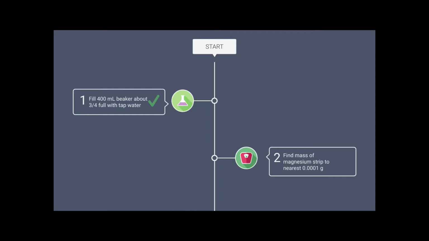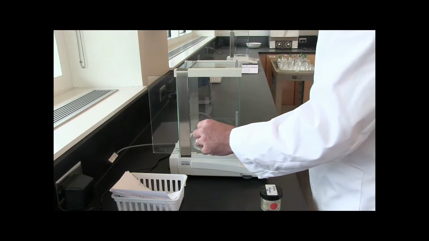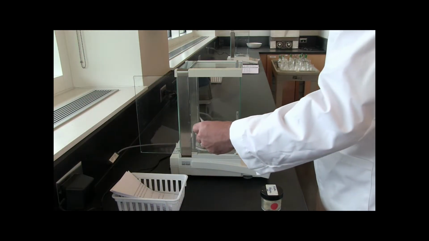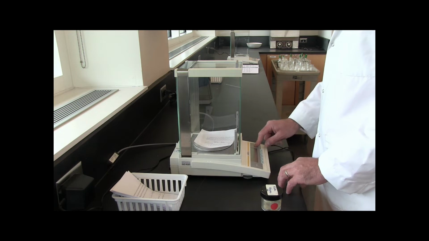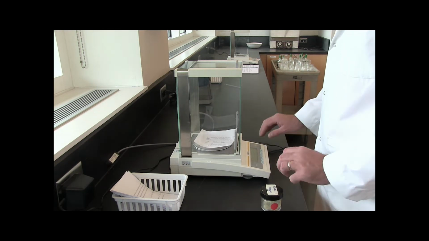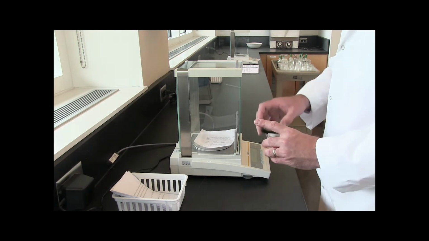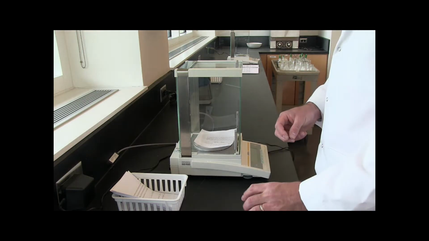Getting a reading with this amount of detail, 4 significant figures, will require using a special balance called an analytical balance. First, turn the balance on and place a small sheet of paper in the balance. Then press tare and place your small magnesium strip on the paper and record your measurement. Pretty simple.